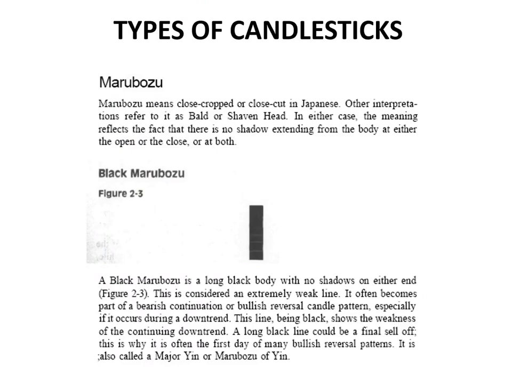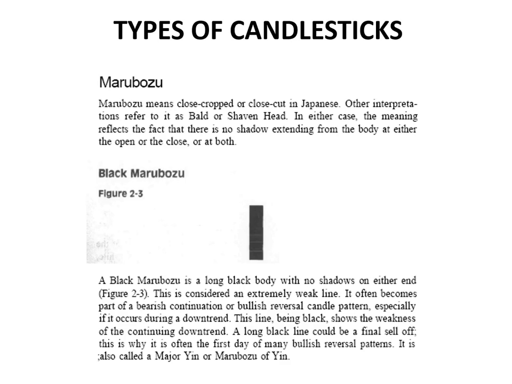So first is a Marubozu. Marubozu means close cropped or close cut in Japanese. Another interpretation refers to it as a barred or shaven head. In either case, the meaning reflects that there is no shadow extending from the body at either end, open or close. It means that from where the price opened, the price either kept going up or kept going down.